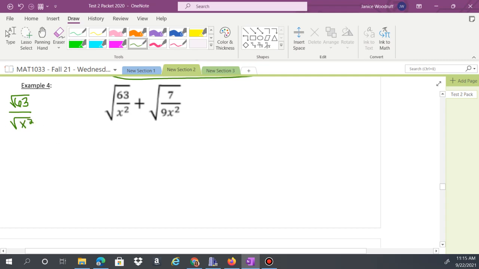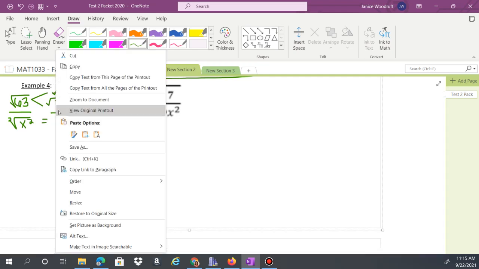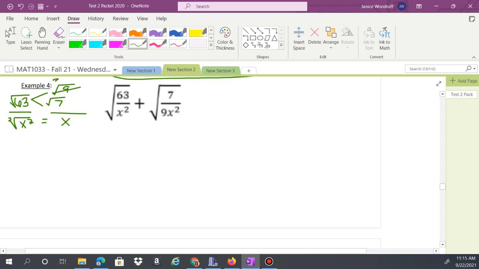What's the square root of x squared? That's just x, because this is 2 over 2, which is just going to give me x. Okay, but 63, I'm going to have to simplify. So let me see here. Perfect square that goes into 63. 9, good. 9 goes into 63 7 times. Square root of 9 is 3. So this is going to be a 3 root 7 over x. Let me write that down over here.